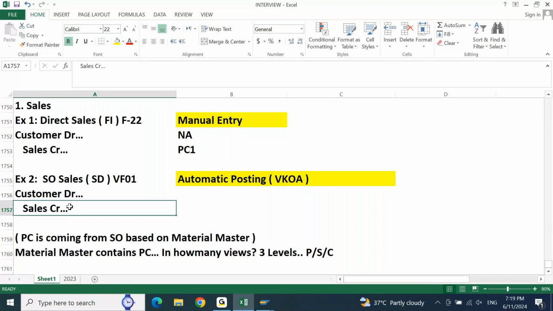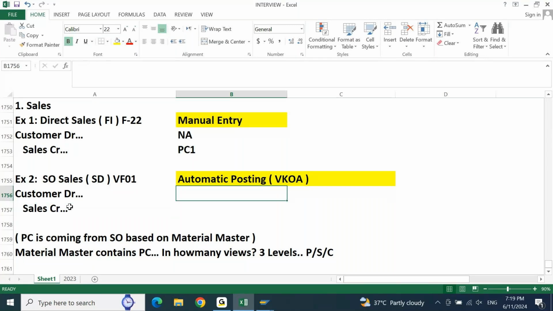From the sales order, you are taking the customer account. Sales account, you are taking from the configuration. Agree? Yes. So in this example, profit center is coming into the customer account first, and then the sales account is getting the profit center based on the splitting. Yes, no? Yes, sir.